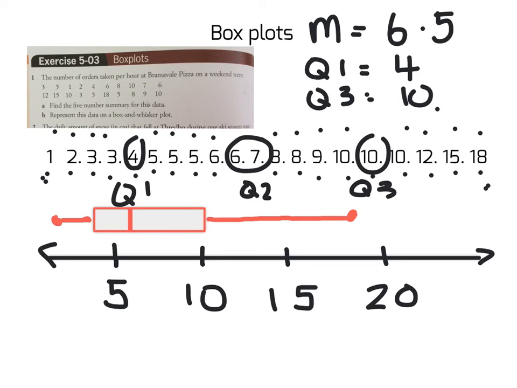So let's just check. We have our median, so quartile 2 is here, so Q2. We've got Q3 here, so our upper range. We've got Q1 here, which is our lower range. We've got our upper extreme, which is 18 here. And we've got our lower extreme, which is 1, which is probably earlier in the day when no one's really asking for pizza. Okay, that's how we're going to do our box and whisker plots.